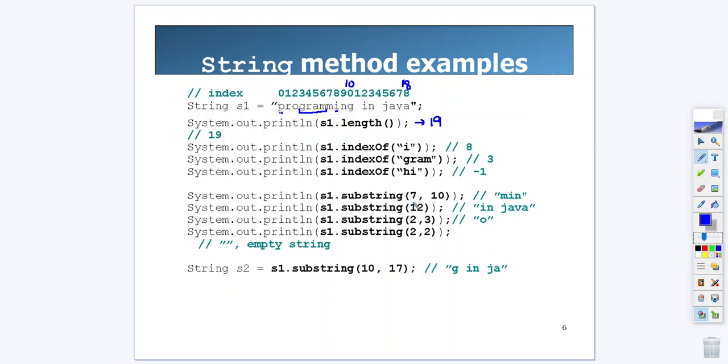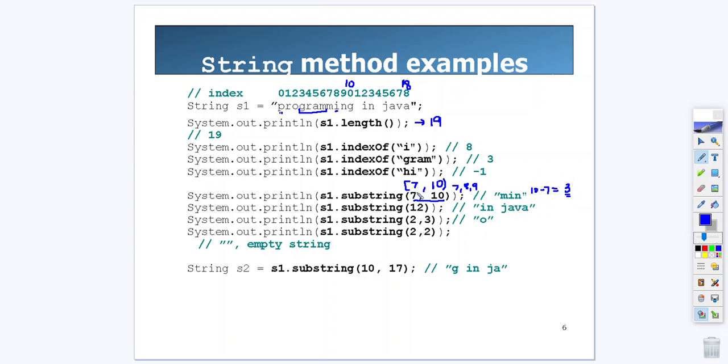Let's talk about substring. So substring and Math.random both have exclusive behaviors. What I mean is, when I'm talking about s.substring(7, 10), it means I'm including 7 and I'm not including 10. I'm only going to be dealing with characters at position 7, 8, and 9. One little helpful thing here, 10 minus 7 is 3. I know I'm only dealing with 3 characters.